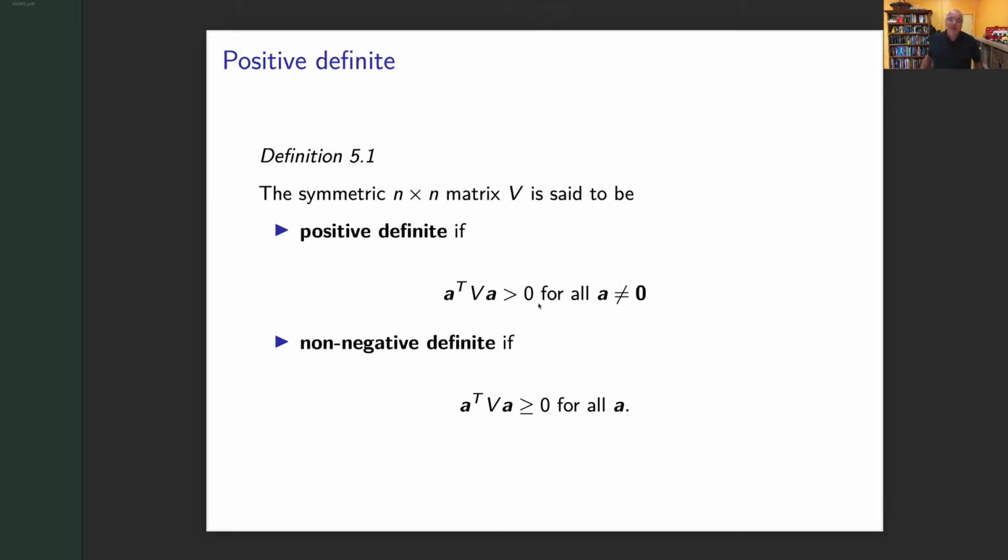Positive definite. Well, if I've got an n by n matrix such that I take any vector A, as long as it's not the zero vector, and I compute A transpose V A, that answer will be greater than 0. That means positive definite. Any A you want, as long as A is not equal to 0. If A transpose V A is greater than or equal to 0 for all A, we call that non-negative definite. So if it's always greater than 0, it's positive definite. If it's greater than or equal to 0, we call that non-negative definite.